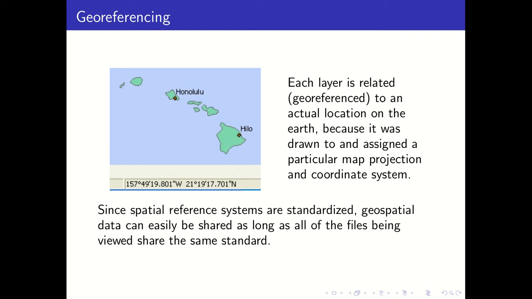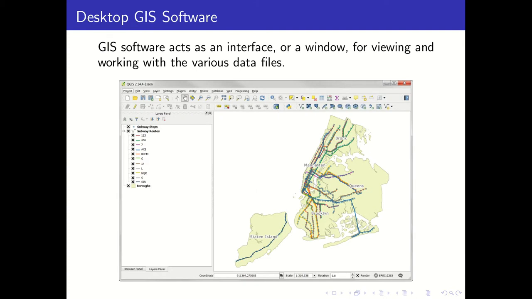Since these reference systems are all standardized, geospatial data can easily be shared as long as all the files are using the same standard. And if they're not, then the GIS can basically convert them from one standard to the other so that you can overlay them.